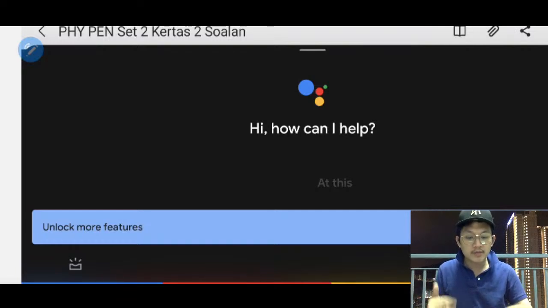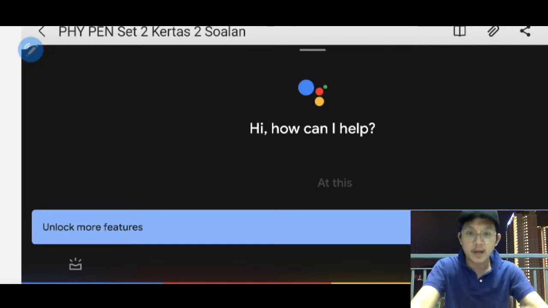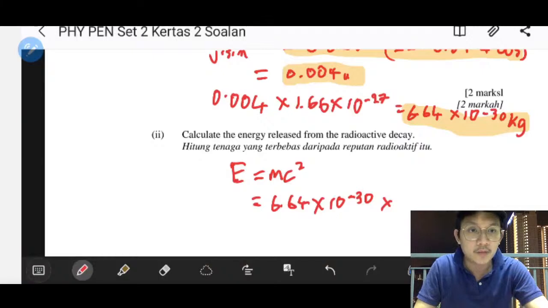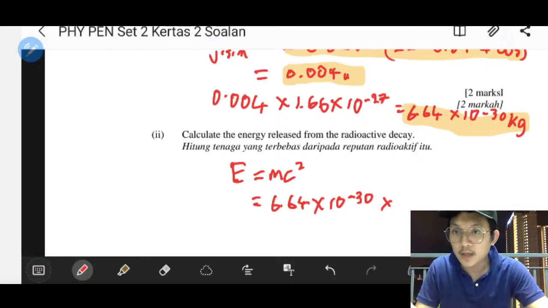Calculate the energy released from the radioactive decay. You have to use the formula E sama dengan mc square. Your m is your 6.64 times 10 to the power of minus 30. Okay. Times bagi kamu speed of light. Speed of light cari kat hadapan. Hadapan I hope, wait I confirm kejap hadapan ada tak nilai dia?